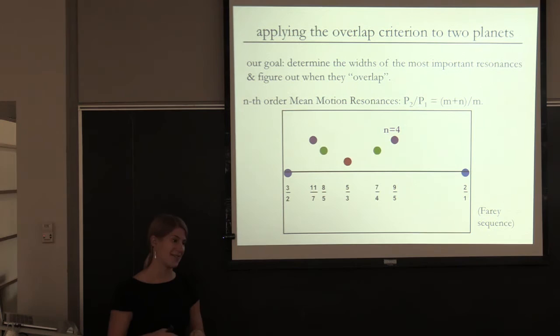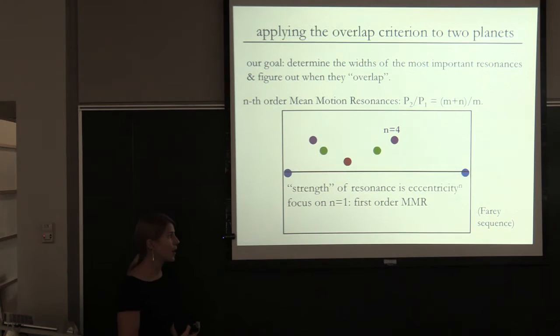Okay, so there's all these resonances that potentially we need to think about, but the coefficient of these scales like the eccentricity of the planets to the power n, where n is the order of the resonance. And so that means that a fourth order resonance depends on eccentricity to the fourth power. That's just not going to be an important term for Kepler planets, which have moderate to low eccentricities. So in this study, we only focus on the first order mean motion resonances. So we need to calculate their widths.